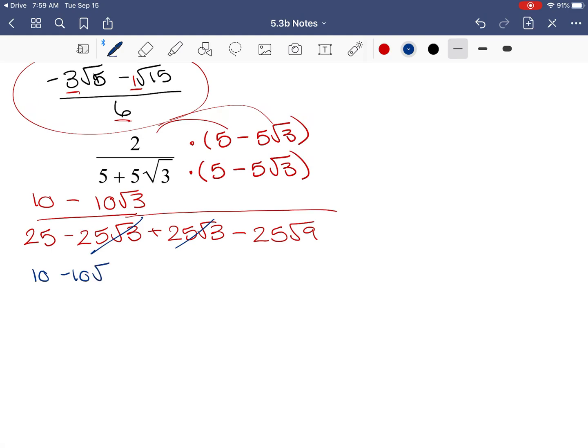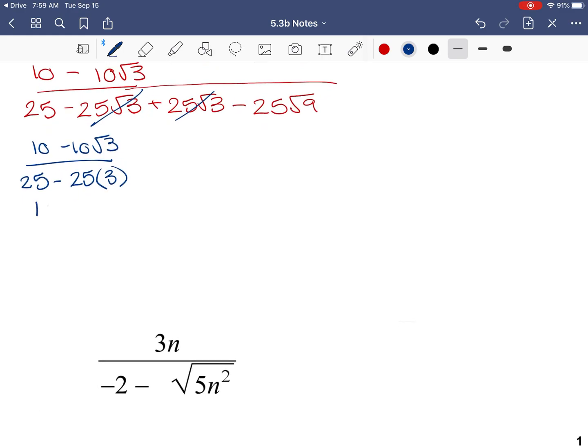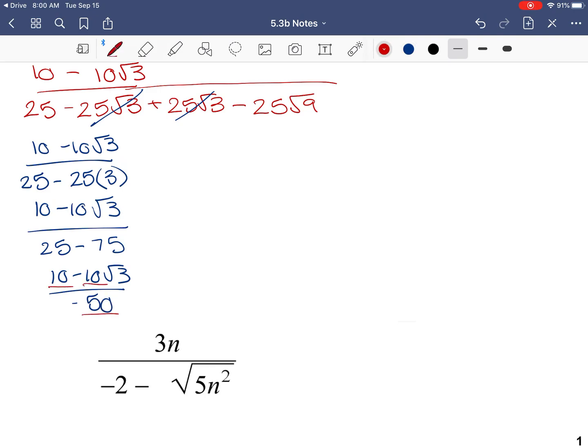So numerator, 10 minus 10 root of 3, we can't add those because there's no like radicals, and we've got 25 minus 25 times 3. So 10 minus 10 root of 3 over 25 minus 75. 10 minus 10 root of 3 over -50. And this one, when we check all of our coefficients, we do have a common factor. So if we divide each of those by 10, our final answer is going to look like 1 minus root of 3. Really, there's an invisible coefficient of 1 in front of that.